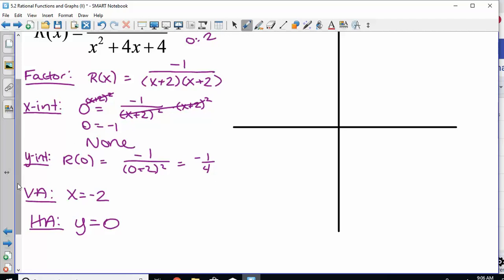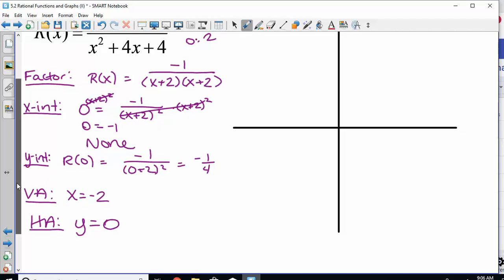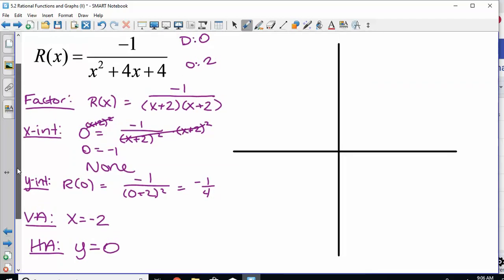So now we draw a graph. I had you find all of this for a reason. I do expect you to plot these things on your graph. I don't touch the x-axis. I touch the y-axis at a -1/4. Vertical asymptote at -2. We draw those asymptotes as dashed lines. Horizontal asymptote at 0. So that's just the x-axis.